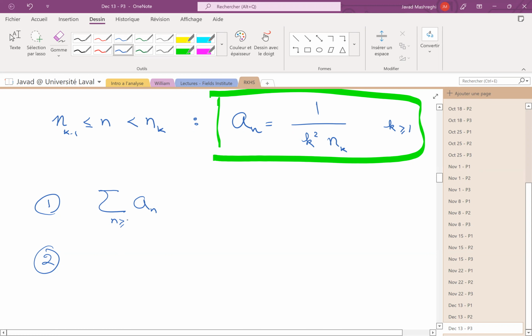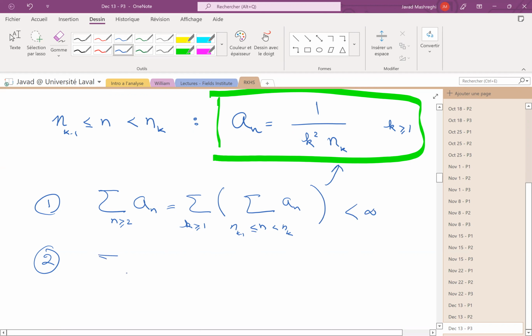We can start from 2 to avoid difficulties at the very beginning. And this is the sum from k from 1 up to infinity of the indices which are between n_{k-1} and n_k, a_n. And for this, we have an explicit formula. Just plug it in, very simple calculation. You'll see that it's like 1 over k squared, which is finite.